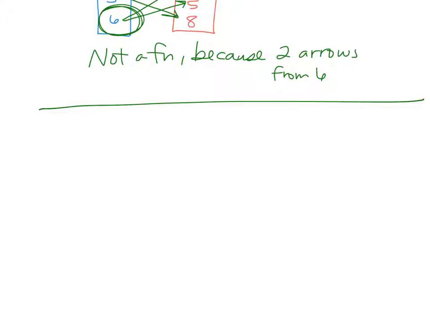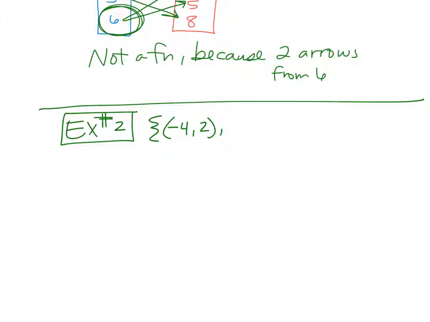So here's the deal. Let's say I give you this set of numbers: -4, 2; -3, 1; 0, -2; -4, -1; and 1, 2.